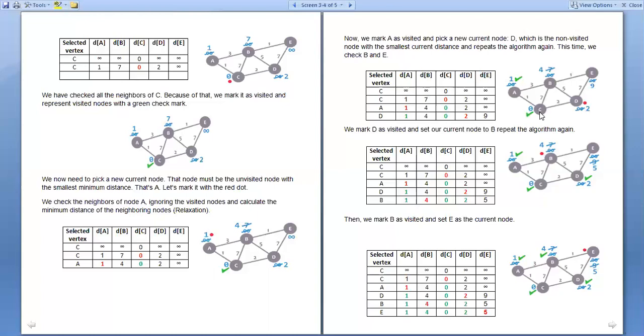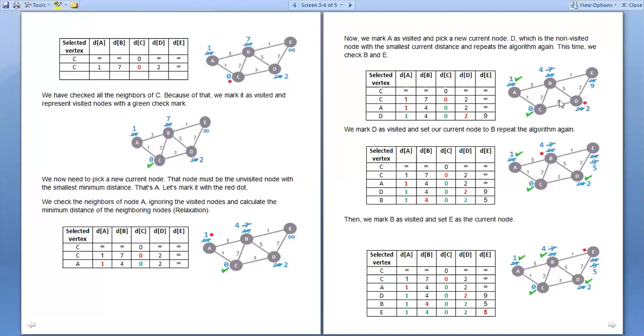Now mark A as visited and pick a new current node. C is already visited, and now A is visited. Now we have to pick the current node which has the minimum distance. The minimum distance is 2, so you have to pick this node D as the current node. Now again you have to find the distances to the neighboring nodes of D. B is a neighboring node and E is a neighboring node.